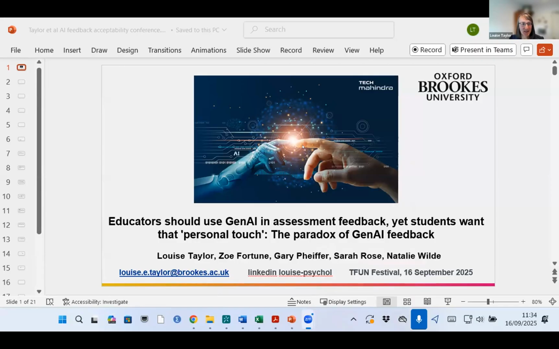This leads on really nicely from Jen's talk that we've just had about using Gen AI and students getting their own feedback. So I hope this continues the discussion really nicely. I'm going to talk about educators' potential use or use of Gen AI in assessment feedback, and the paradox that we found in our research.